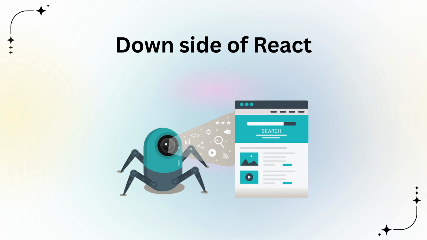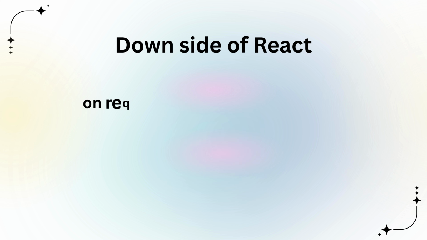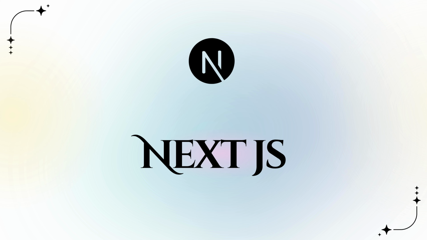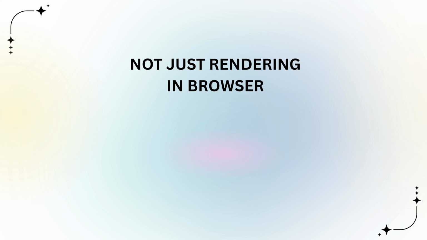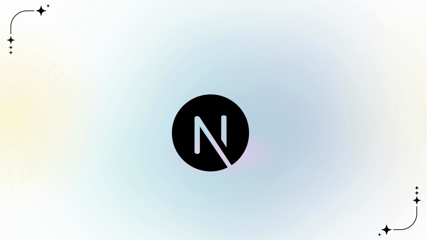For example, search engine crawlers or bots that scan your website for SEO often don't see the full content right away. On the very first request, they might just get that empty shell without any of the real page content. And that's exactly where Next.js changes the game. With Next.js, the actual page content is not just rendered in the browser, it's also part of the HTML source that the server sends back. So you don't only see it visually, you also see it directly in the code.